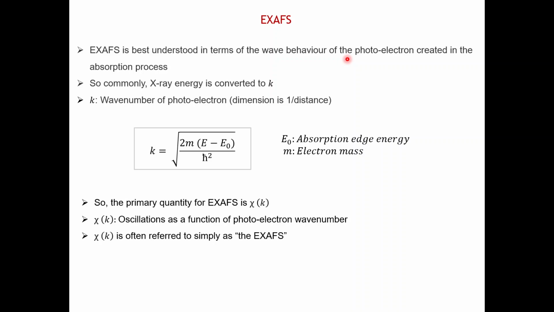Now if we want to consider this EXAFS, then it is always better to understand EXAFS in terms of wave behavior. That means we have to convert this X-ray energy into wave number. So it is represented with k equal to root over of 2m times E minus E0 divided by h-bar square. With the help of the software, we convert this EXAFS part that I have shown you in the graph in terms of k, that is wave number. And we always use EXAFS as chi k, where this chi k is the oscillation as a function of photoelectron wave number, and basically this chi k is simply referred to as EXAFS.